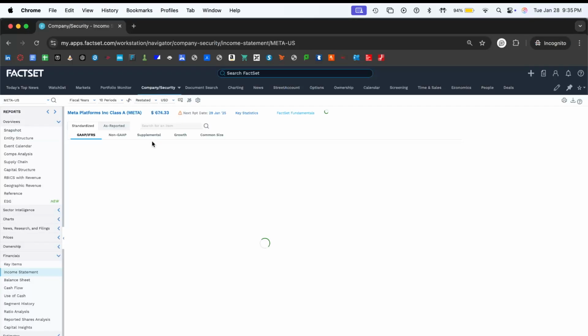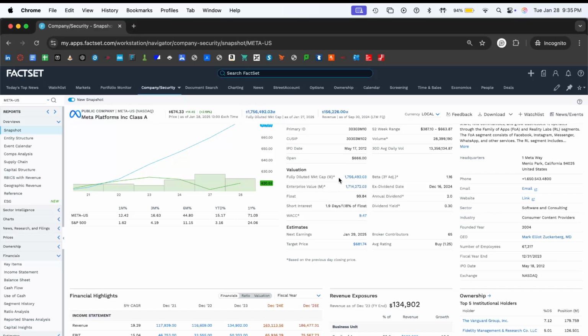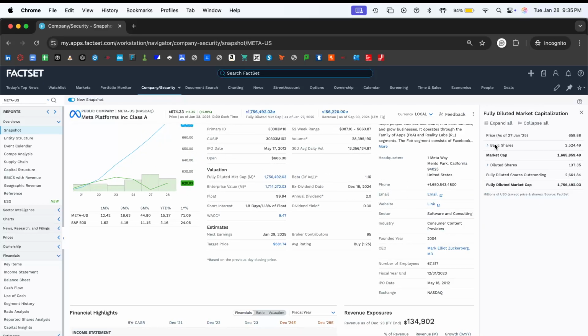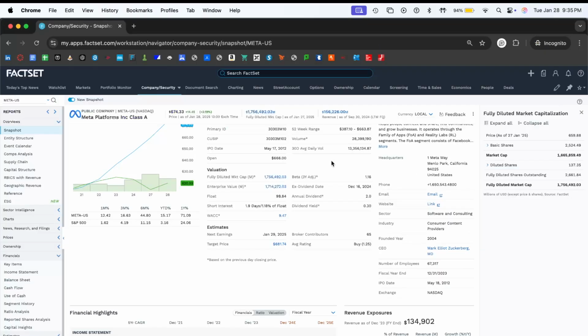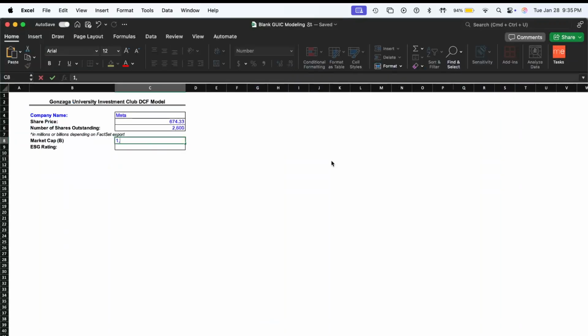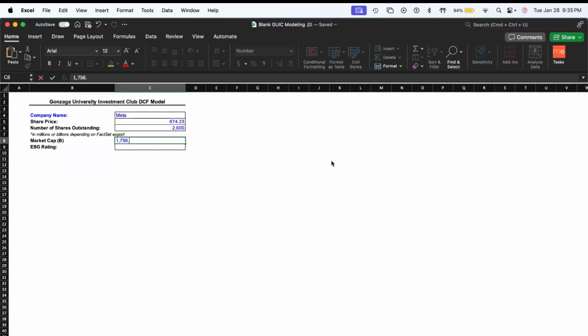Okay. Well, market cap, honestly, you can probably just pull it from here. Fully diluted market cap, again, because we used that diluted shares outstanding. It is 1.75. Okay. And so this is in billions. They are a $1.7 trillion company. So this is 1,756.49203.